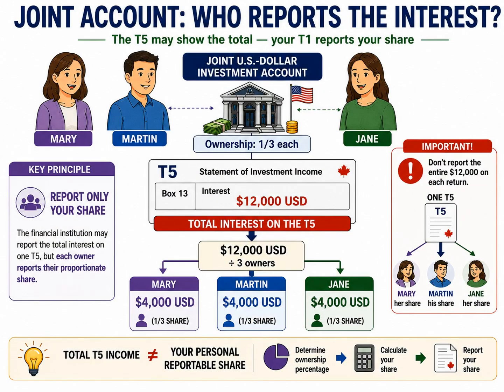When a taxpayer owns an investment account jointly with other people, the most important question is not simply, what amount appears on the T5? The important question is, what is this taxpayer's share of the investment income?